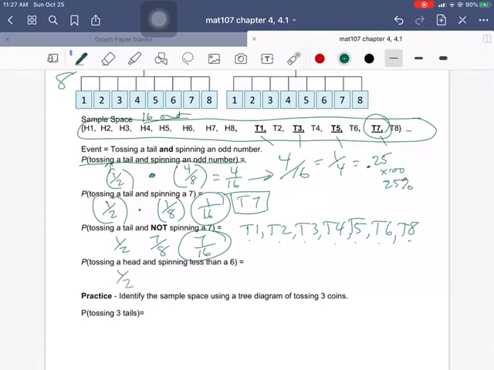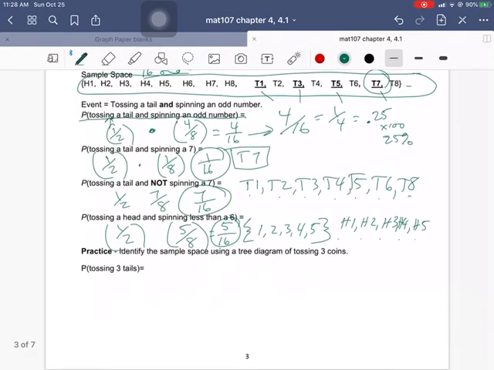Okay, tossing a head and spinning less than a 6. The sample space for less than a 6: 1, 2, 3, 4, 5. Okay, that's 5 different ones, 5 out of the 8 on the spinner. So 5 over 16. Or you could look up at the other outcomes. Head and less than 6 would be 1, 2, 3, 4, 5.